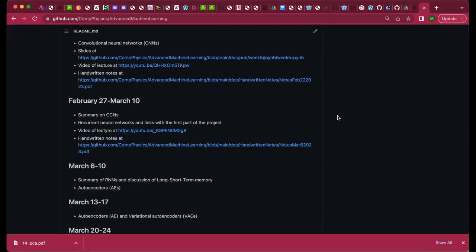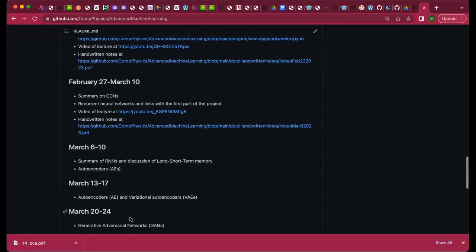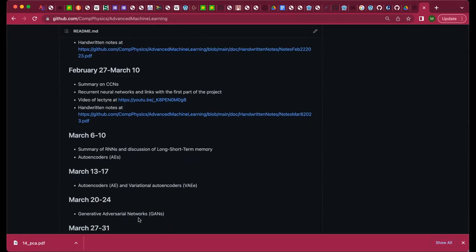Welcome back, everybody. The topic today, as you can see from what we have on this tentative schedule, is to try to now summarize a little bit the recurrent neural networks and the long short-term memory. And then we are going to dive into autoencoders, which is going to keep us busy for both today and also next week. We are most likely going to start with generative adversarial networks the week thereafter.